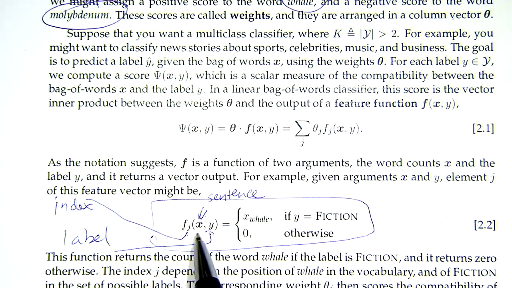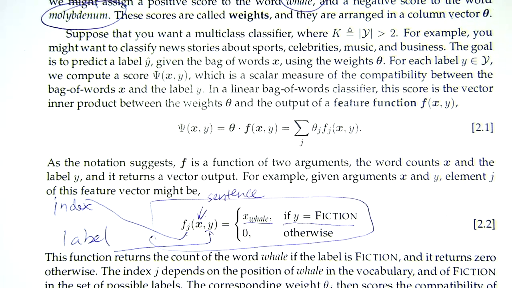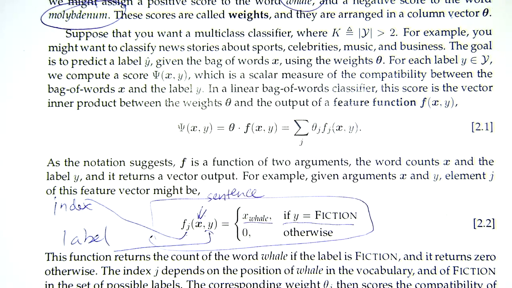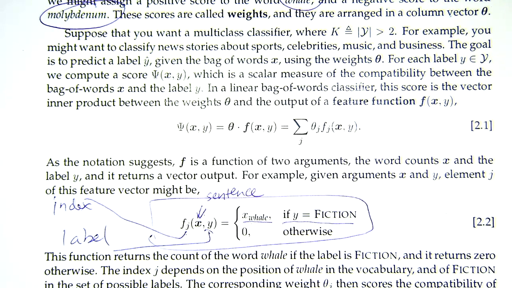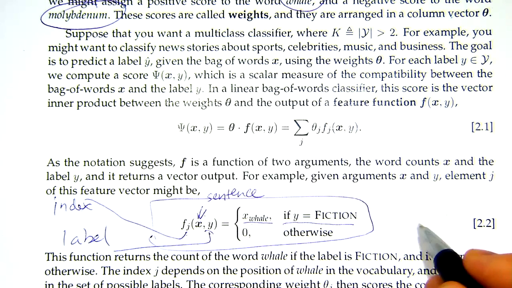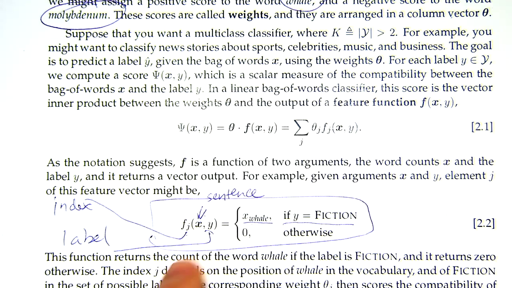And all it does is it basically does this test, right? If the label is fiction, in this case, it's going to return the presence or absence of the word whale. So if this is a binary feature representation, x sub whale will just be 1 if the word whale exists in x and 0 otherwise. If it's a term frequency representation, then it will be the count of the number of times the word whale appears in the document x. So effectively, feature j is saying, does whale exist and is the label fiction?